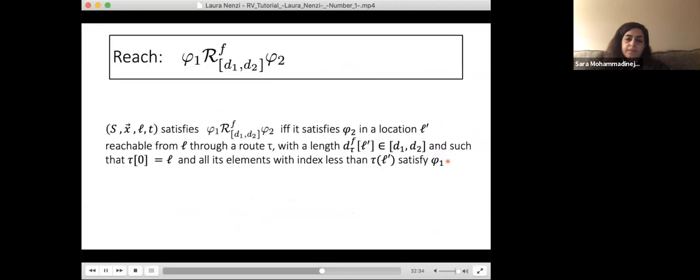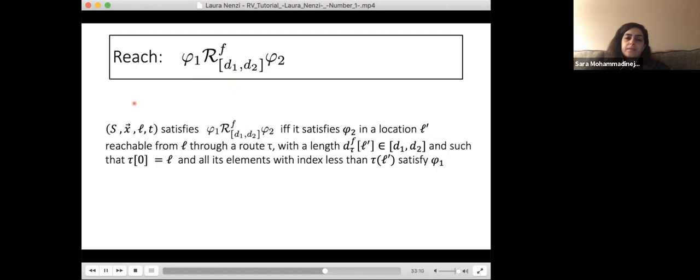The first operator that we see is the reach operator. The property phi1 reach phi2 at the distance between d1 and d2, considering the distance function f, describes the behavior of reaching a location that satisfies the phi2 property, passing only through locations that satisfy phi1, and such that the distance from the initial location to the final one belongs to the interval d1, d2.